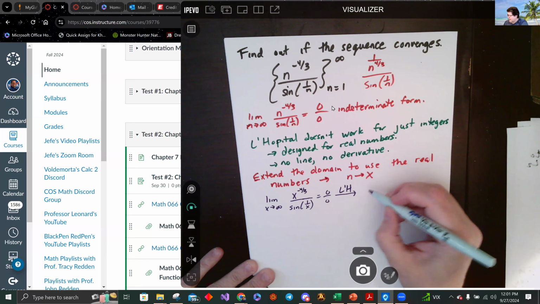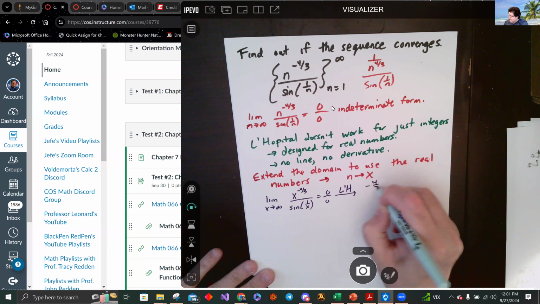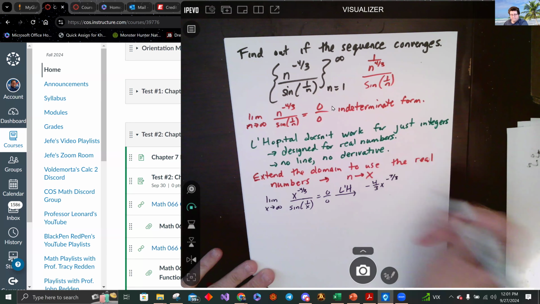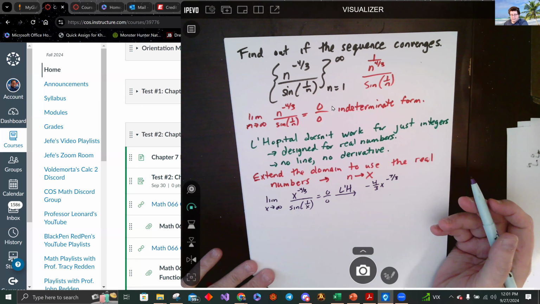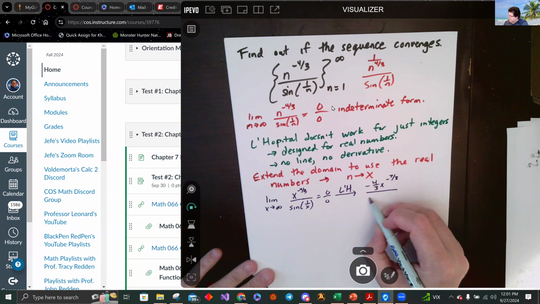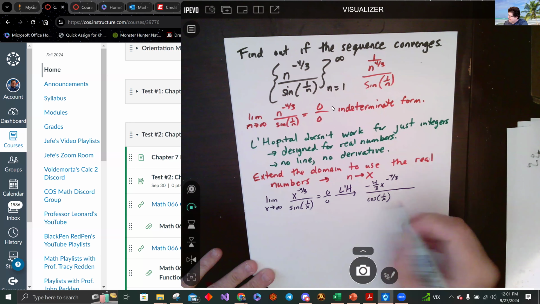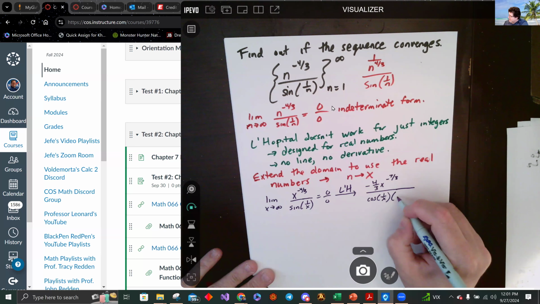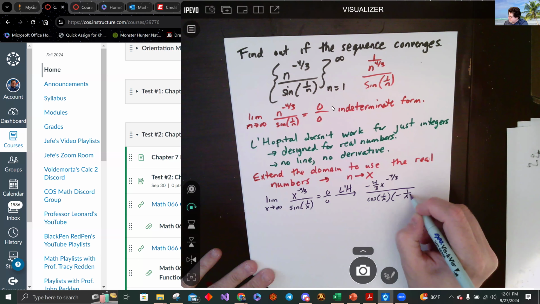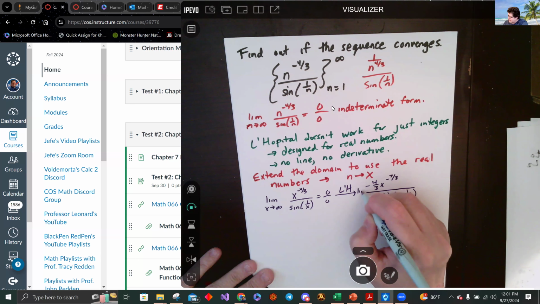If I take the derivative of the top, I've got negative 4/3 x to the negative 7/3. And here, this goes to cosine of 1 over x times the derivative of the inside. Derivative of the inside would be, that's x to the negative 1, so that's negative 1 over x squared. And we're still doing limit as x goes to infinity.